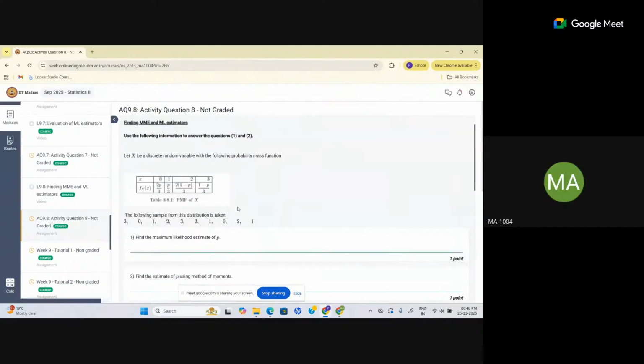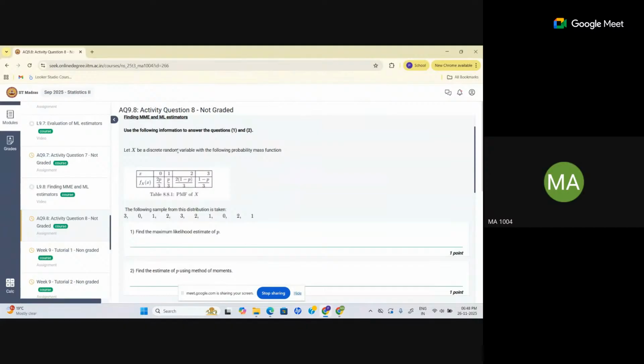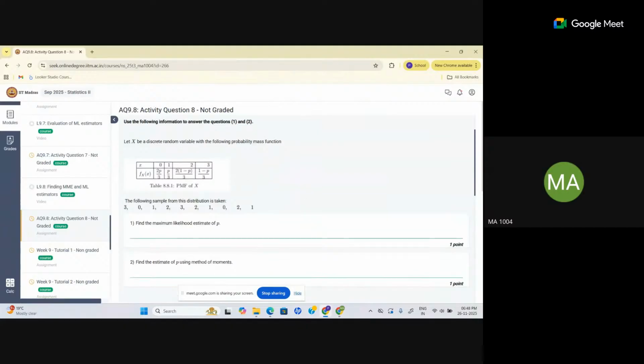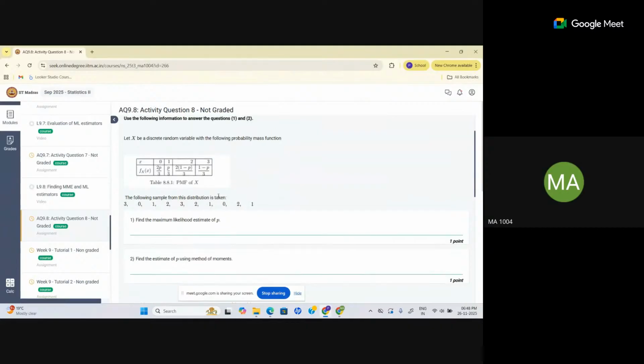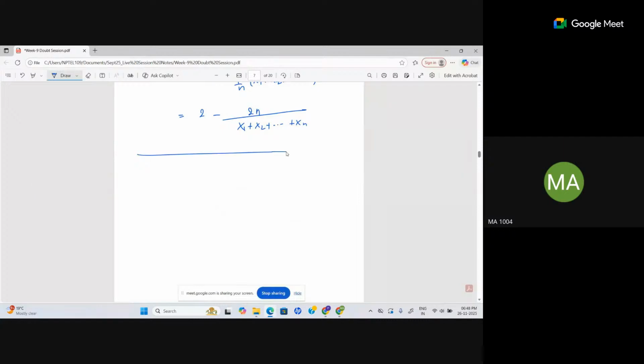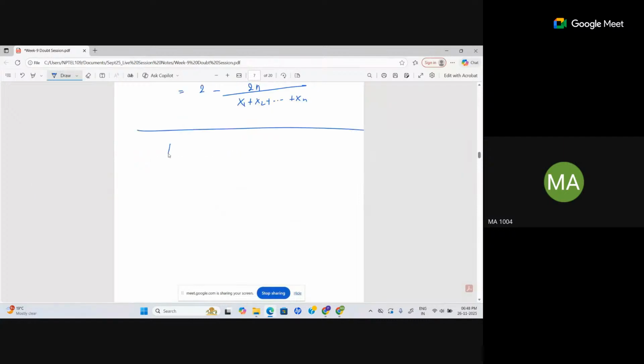So the first question is, you are given a discrete random variable x with this PMF, and we have to find the MLE of p. So for the MLE you have to find the likelihood function. First of all, you have to find the likelihood, product over i going from 1 to n, and here we have a discrete random variable.